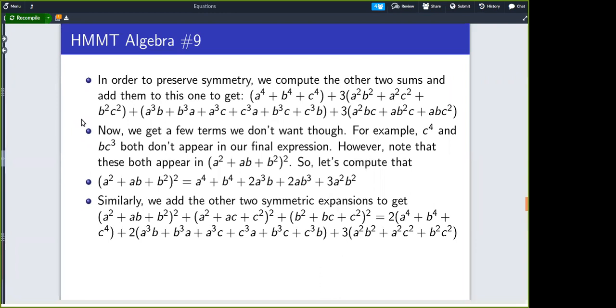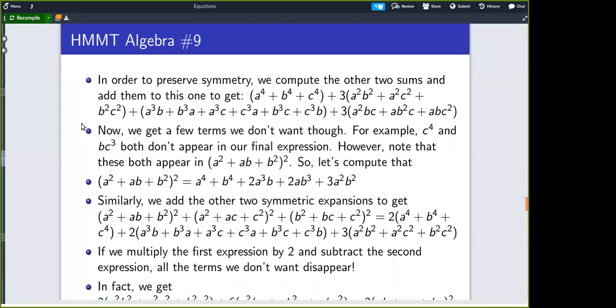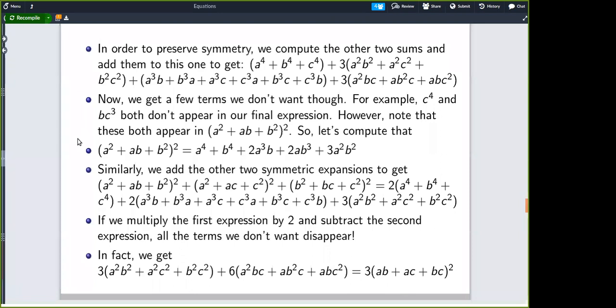So let's multiply the first expression by 2 and subtract the second expression from it. And let's see what that gives us. As you can see, our first expression has a to the fourth plus b to the fourth plus c to the fourth, and our second expression has 2 times a to the fourth plus b to the fourth plus c to the fourth. So we multiply the first one by 2 and subtract the second one. All the a to the fourths cancel out.